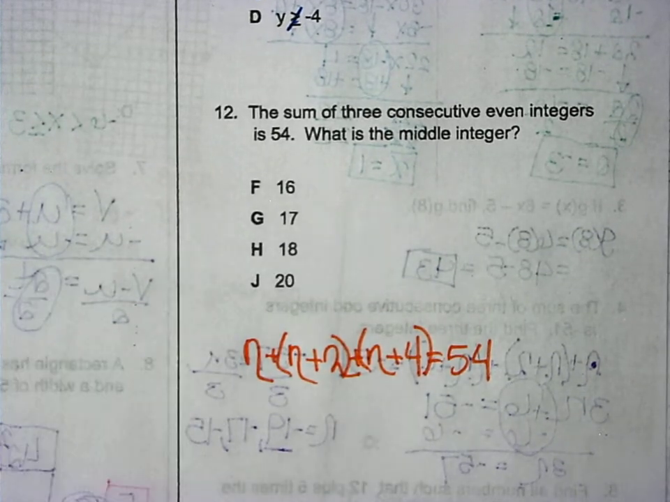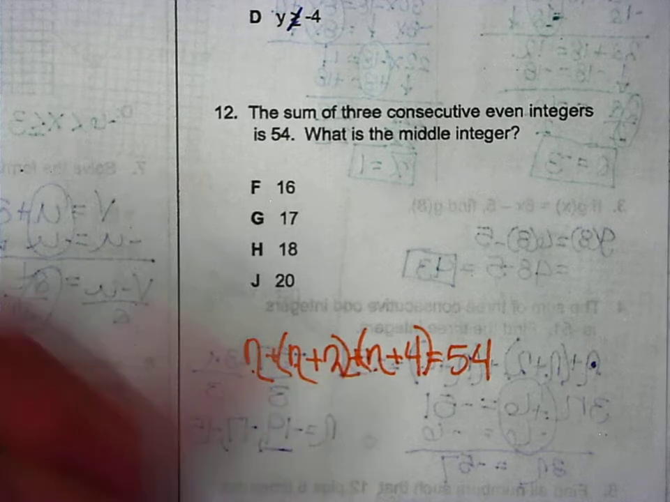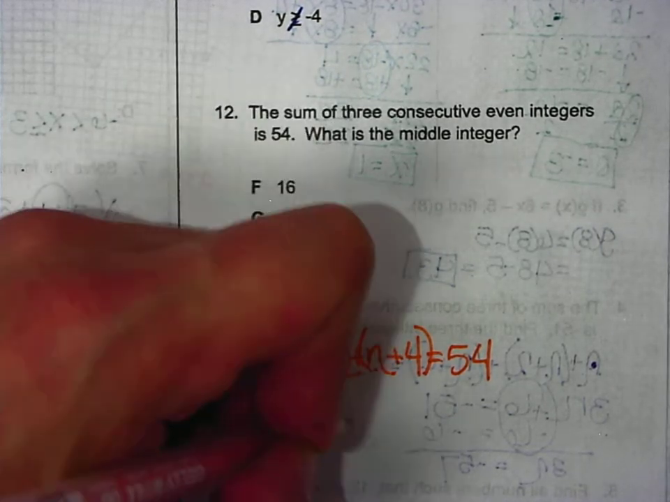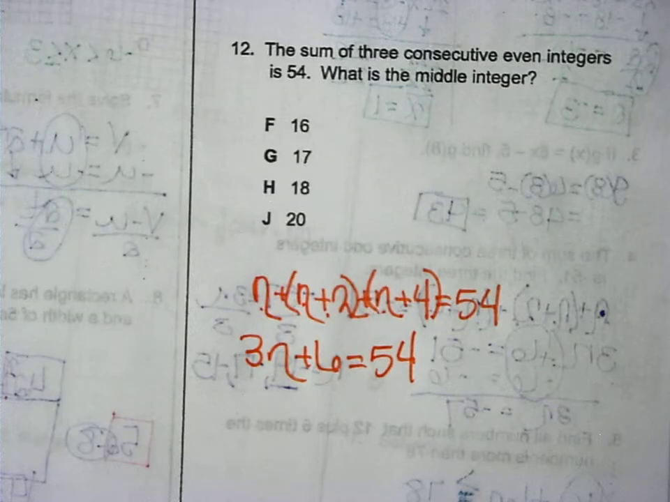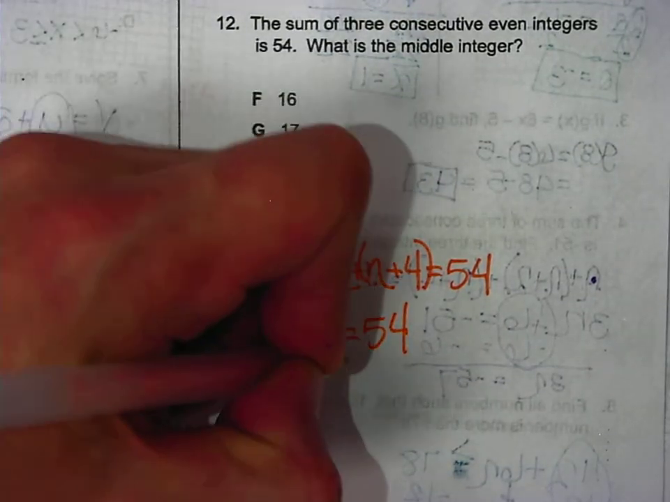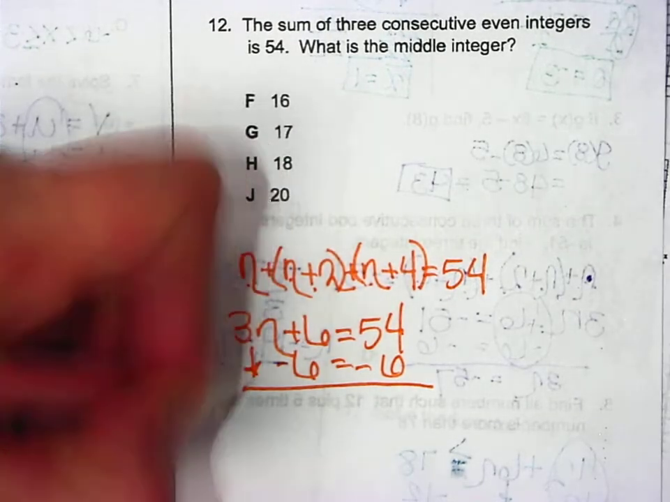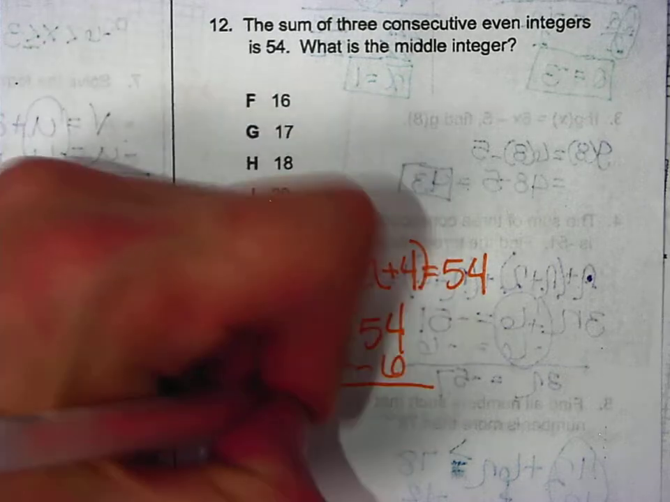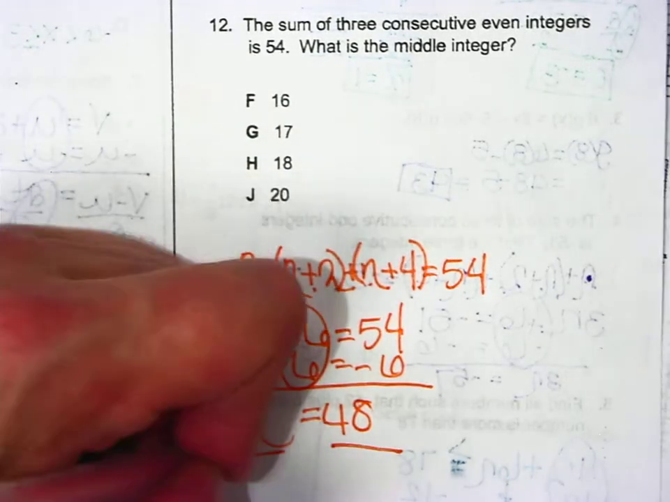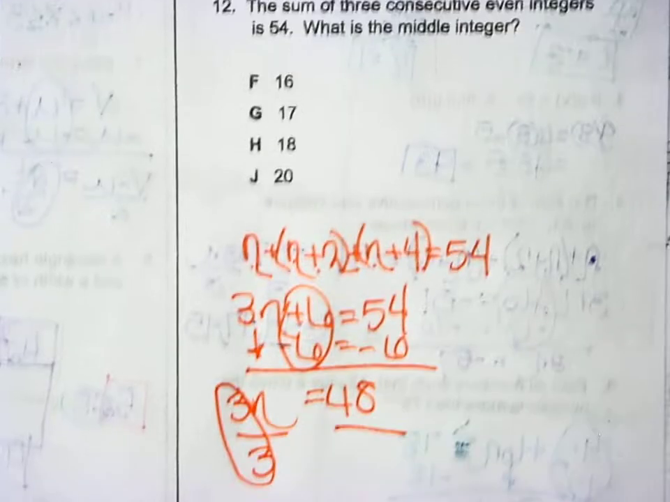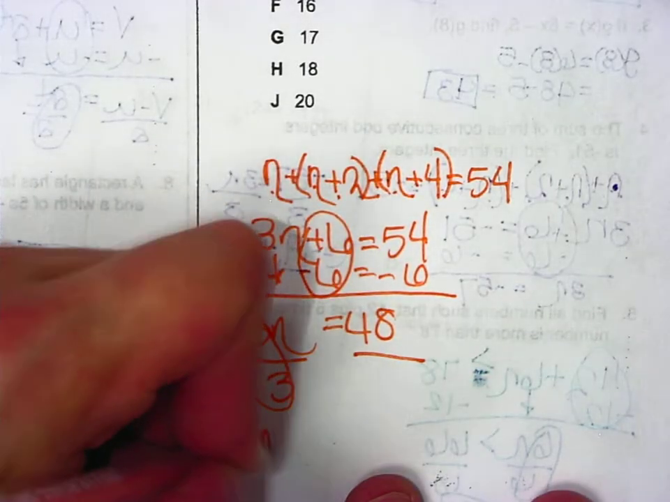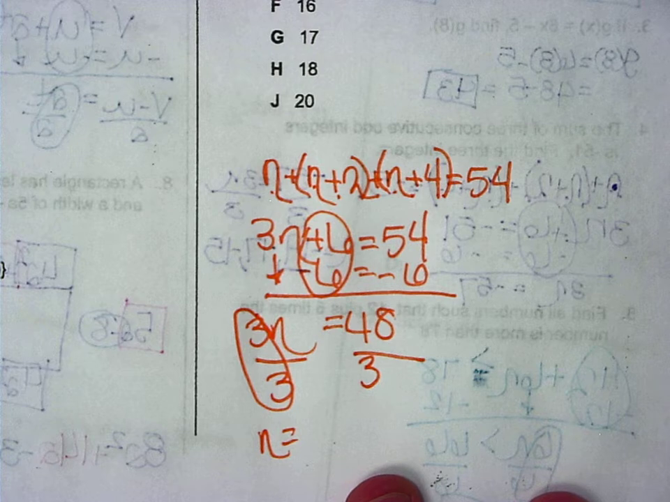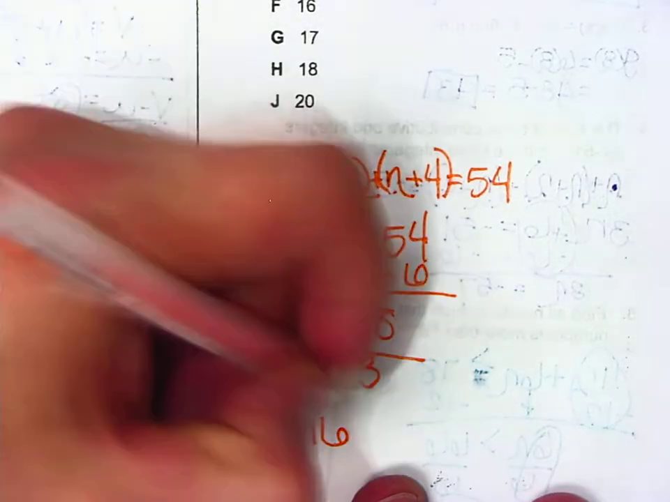So let's go ahead and combine like terms. I have n three times, which is 3n. I have a positive 2 plus 4 more, which is a positive 6. All those sum up to 54. Solve like a two-step equation. I'll subtract 6 from both sides. When I do that, 3n falls down. Plus 6 minus 6 goes to 0. 54 minus 6 is 48. Divide both sides by 3 to isolate n. 3 divided by 3 is 1n. Whoops, 48 divided by 3 gives me, I believe, 16. And that's my first number.